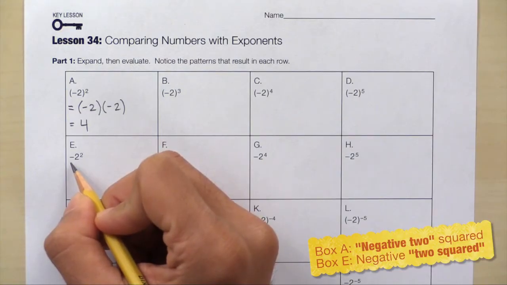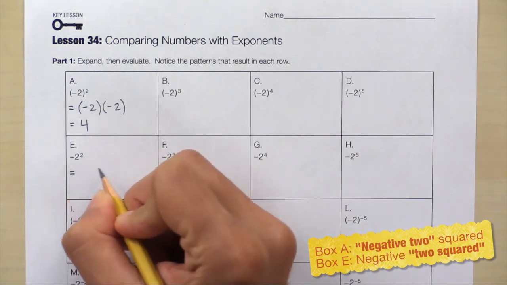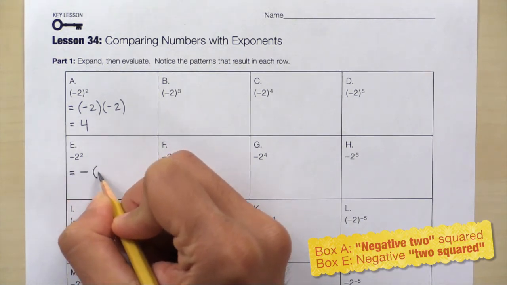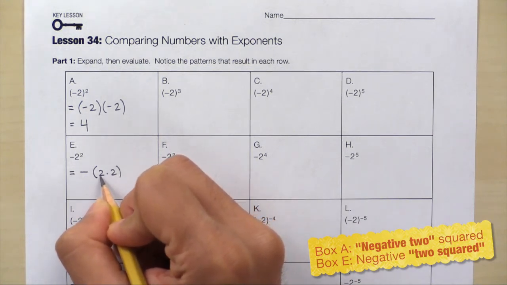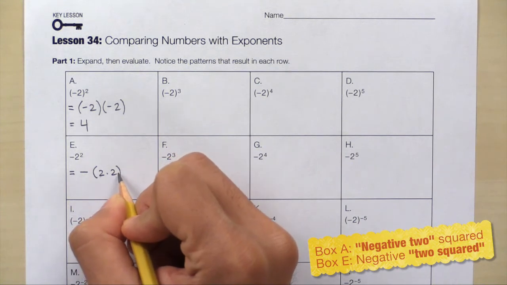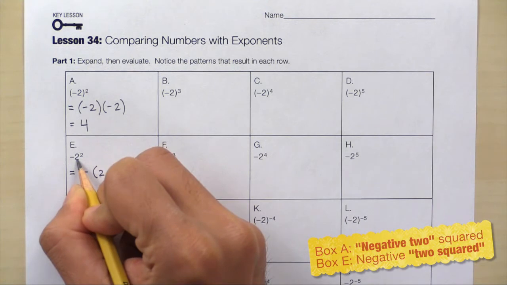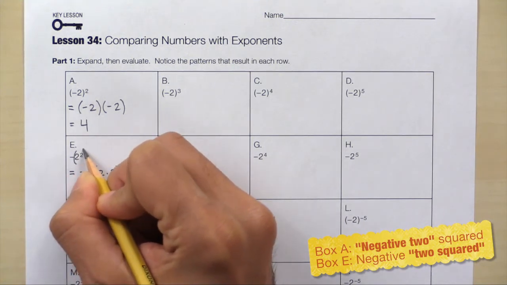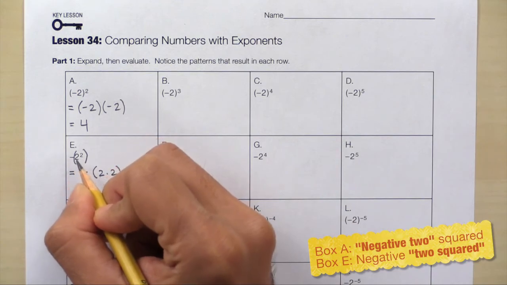Here's box E. Here we have -2 squared. So on the next line, let's write negative, and here is 2 squared. So what we're doing is we're taking the base of 2, we're squaring it, then we're making the whole thing negative.